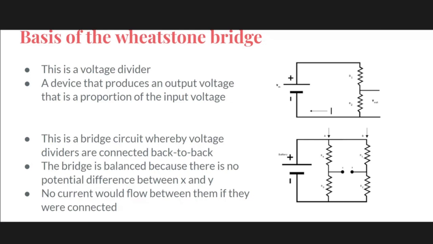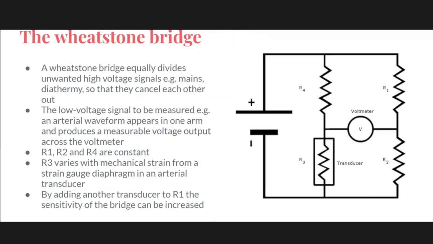So it's similar to what we were talking about before. It is a type of voltage divider, but the structure of this circuit is basically a bridge circuit where the voltage dividers are connected back to back. And this means the bridge is balanced because there's no potential difference between these 2 points, X and Y, and therefore no current would flow between them if they were connected.